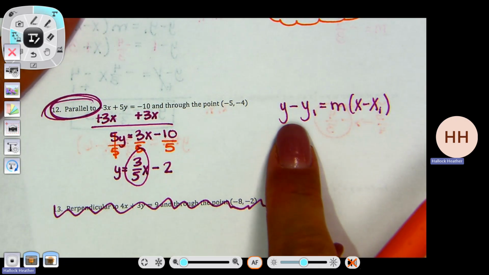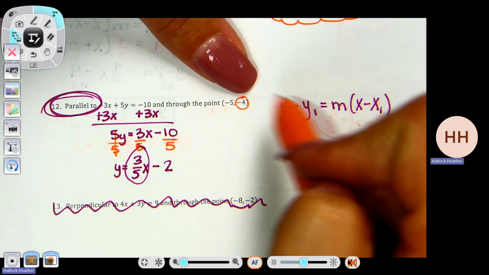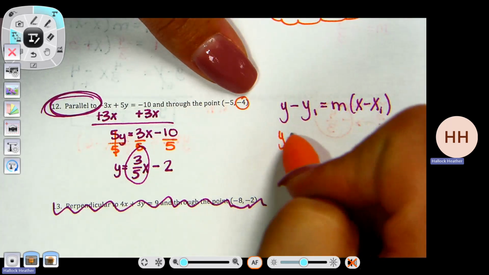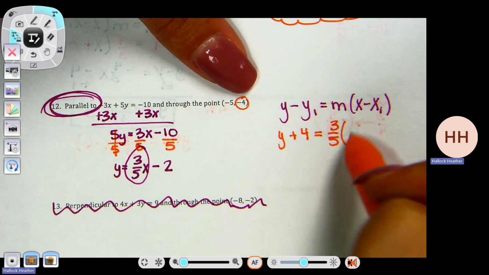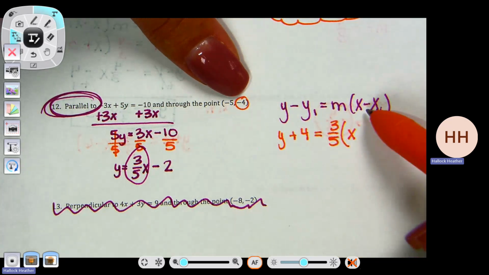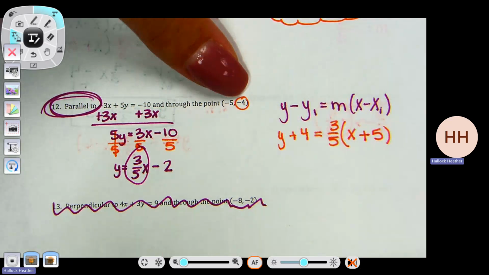So it's gonna be y minus 4 or y plus 4? Plus, because it's a negative. A negative and a negative will make a positive. My slope stays as 3/5. And then it's x. Is it minus 5 or plus 5? Plus 5, because a negative and a negative make a positive. Same thing as Friday.